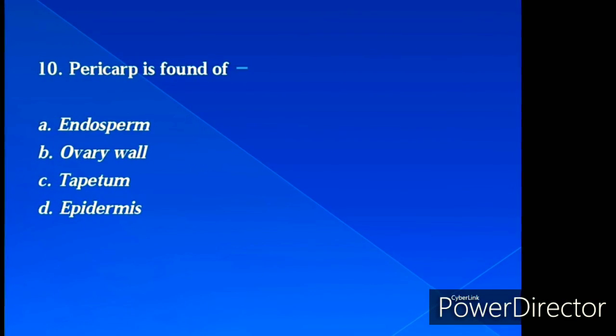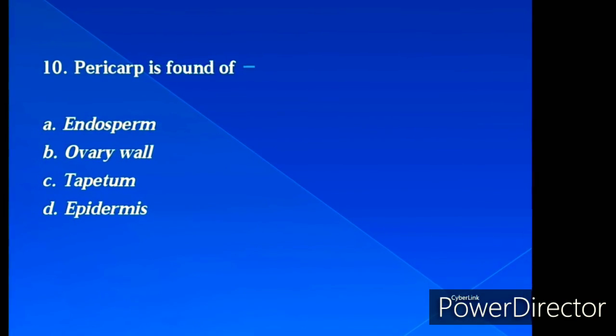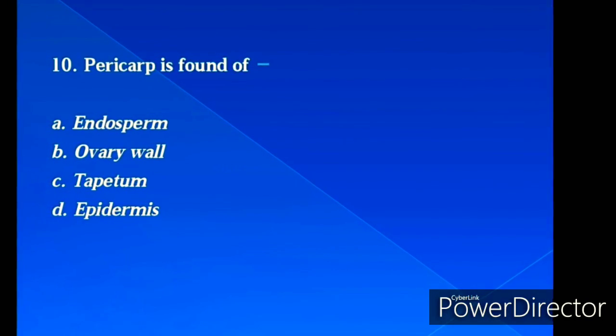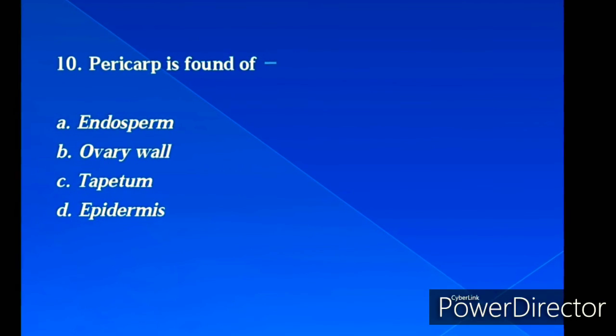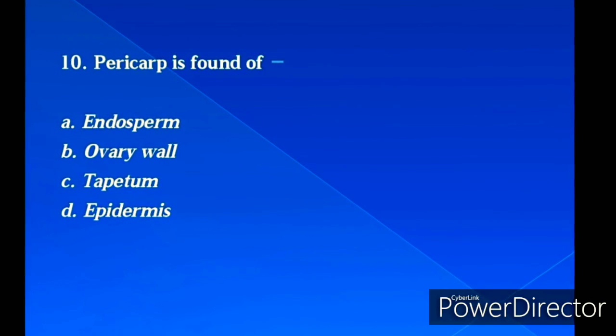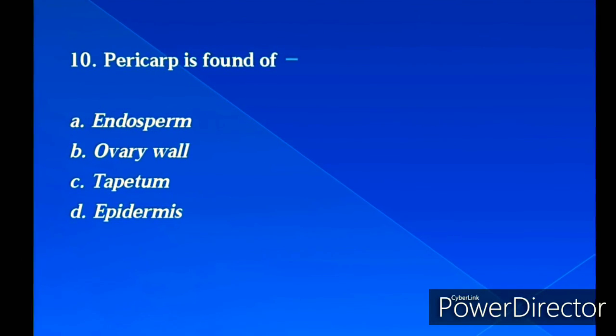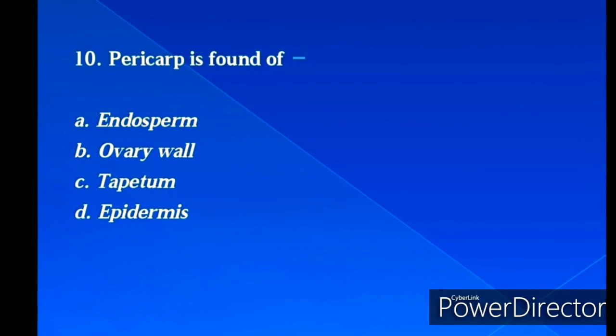Pericarp is formed of option A endosperm, option B ovary wall, option C tapetum and option D epidermis. Answer is ovary wall. See, with the development of seed, the tissue of the ovary wall is also stimulated to grow. So then it produces pericarp.